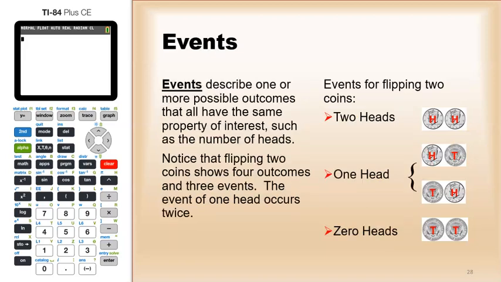Now, an event is just some combination of outcomes that all have the same property of interest. So, for example, here my events are just the number of heads when flipping 2 coins. So here's the event of 2 heads. You get just 1 outcome. The event of 1 head has 2 different outcomes: heads, tails, tails, heads. The event of 0 heads has 1 outcome, that's both tails. So notice that flipping 2 coins shows 4 outcomes and 3 events. The event of 1 head occurs twice.